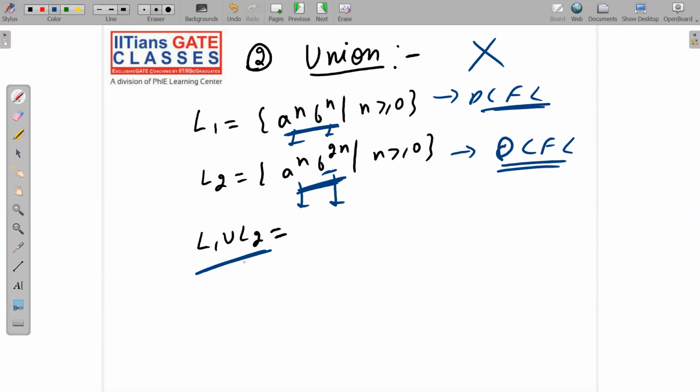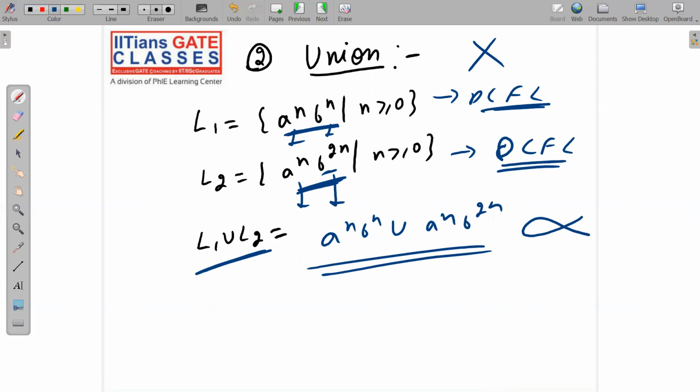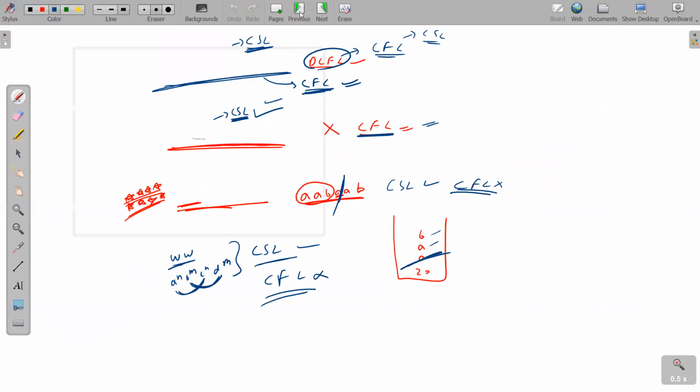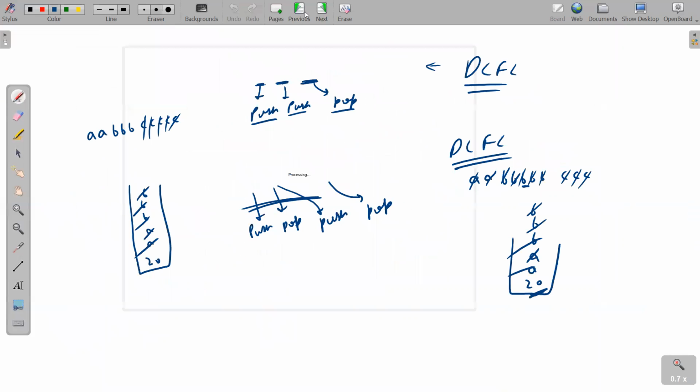Union. What about my union? You will get confused. I have already told you A power n B power n union A power n B power 2n, and it is not DCFL. So hence DCFLs are not closed under union. If you are still not able to follow, then let me show you the slide. Then you will get the idea.